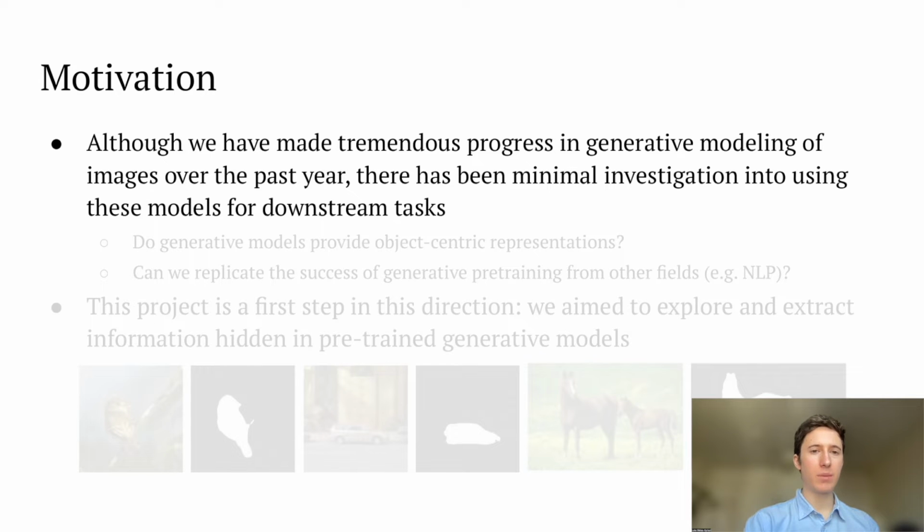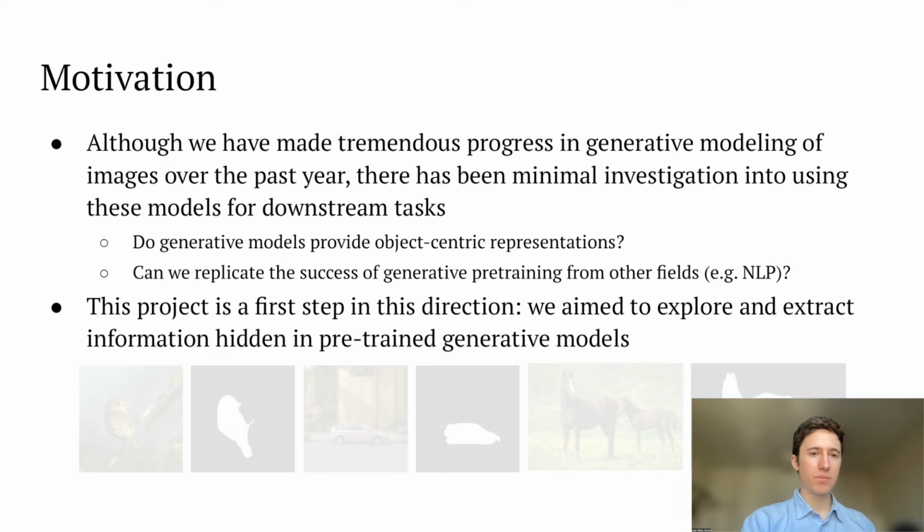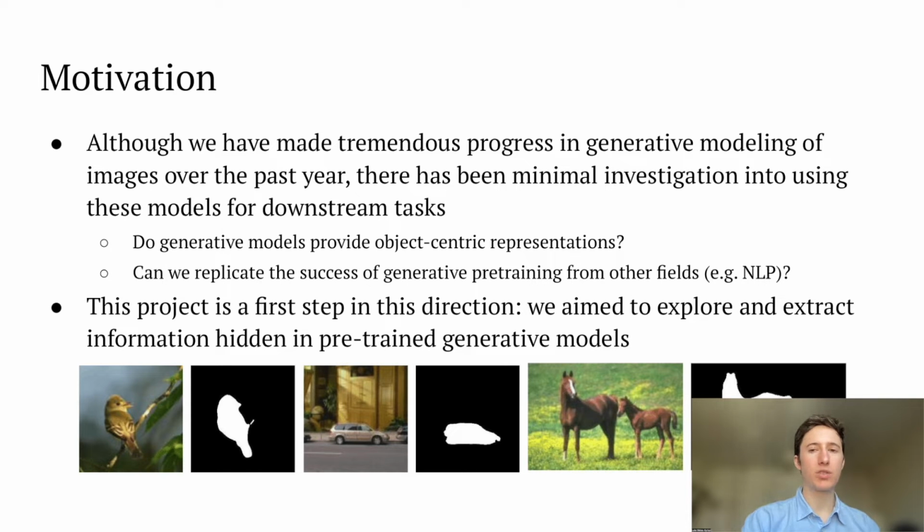So we begin with the observation that although the field of computer vision has made tremendous progress on image generation with networks such as BigGAN and StyleGAN, there's been relatively little work using these models for downstream tasks. This paper takes a step in this direction by tackling the task of image segmentation by extracting information already contained in pre-trained generative models.